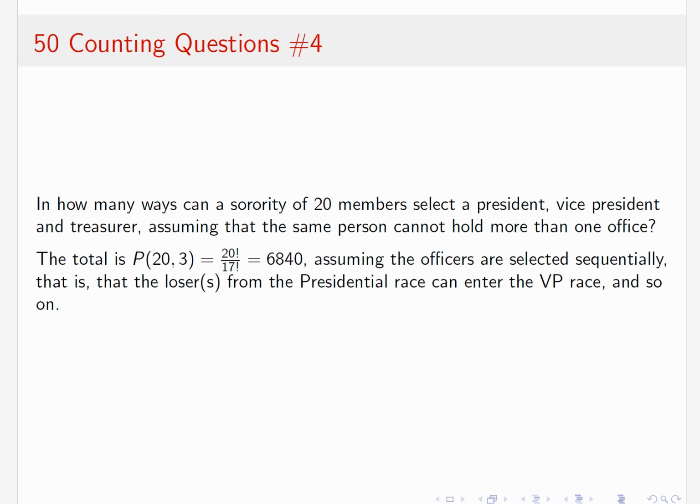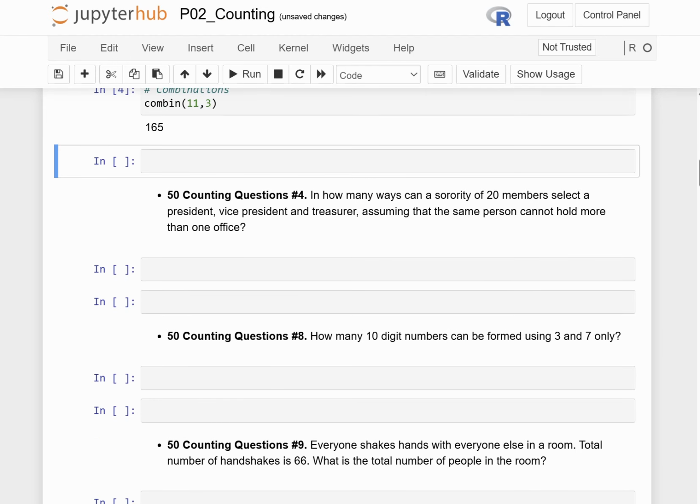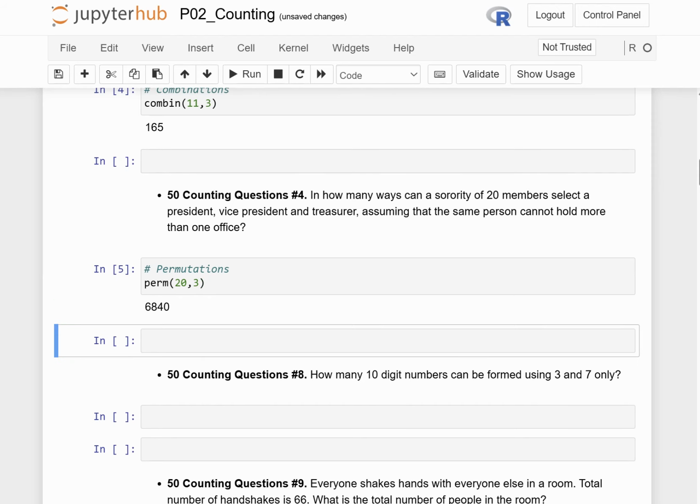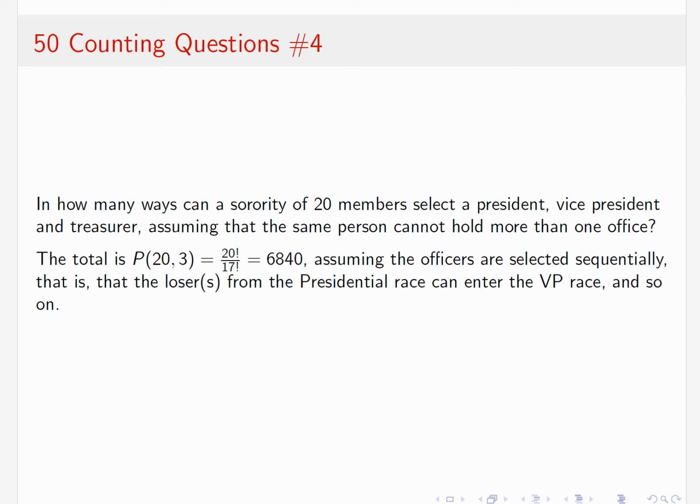So let's jump into our notebook. What are we doing? Well, this is permutations, right? So there are 20 members of the group, 20 sorority members, and they're choosing 3. Excellent. And you'll notice that 6,840 does in fact match what we calculated here, where some of those algebraic simplifications are shown for us along the way.